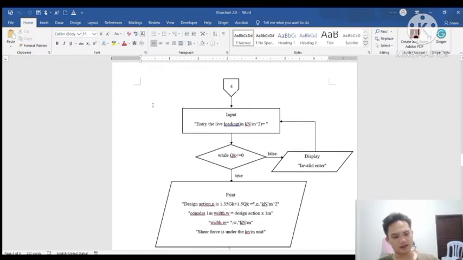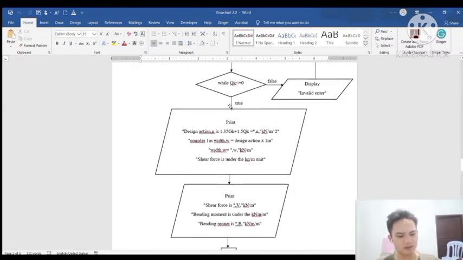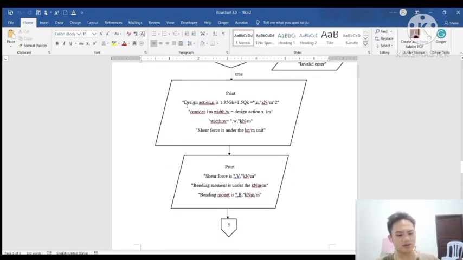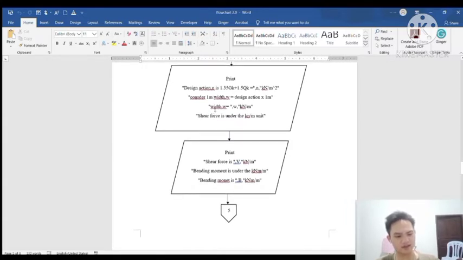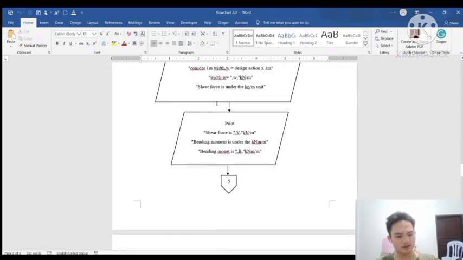Okay, next we continue with the input entry of the slab loading. If qk is smaller than 0, we display an error and re-enter. If it is greater than 0, we calculate the design action, which is 1.35 gk plus 1.5 qk. We consider 1 meter width, so w equals the design action, with unit kN per meter.